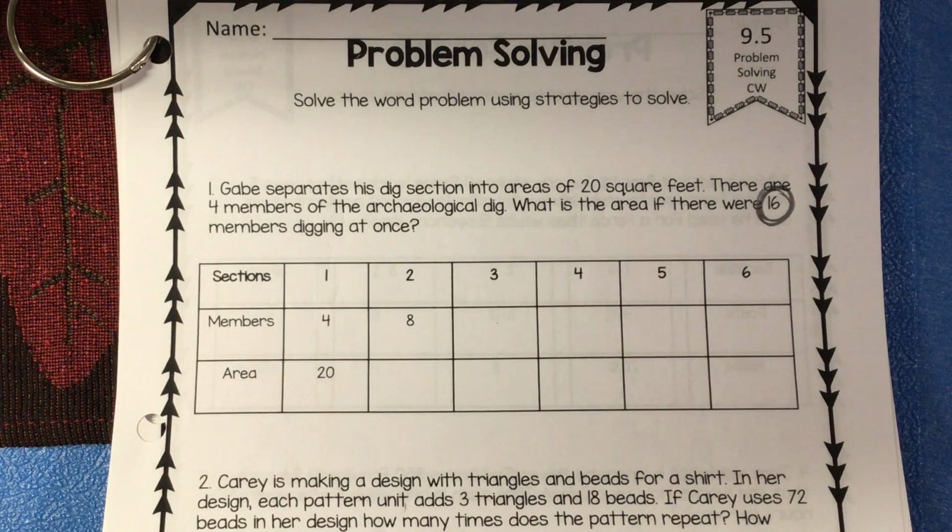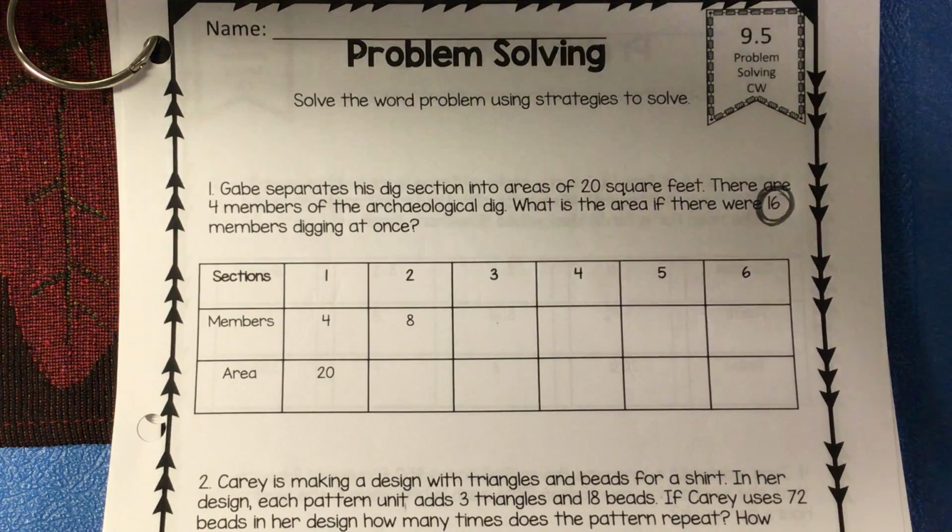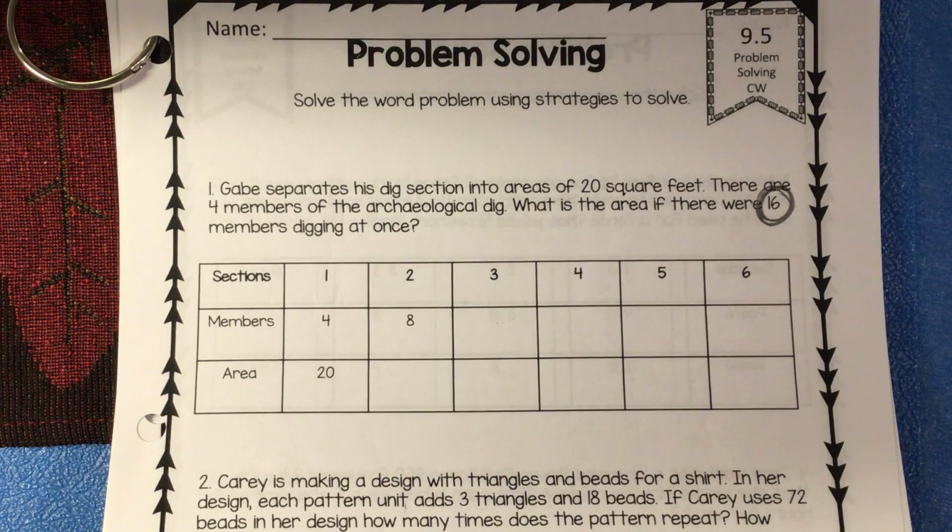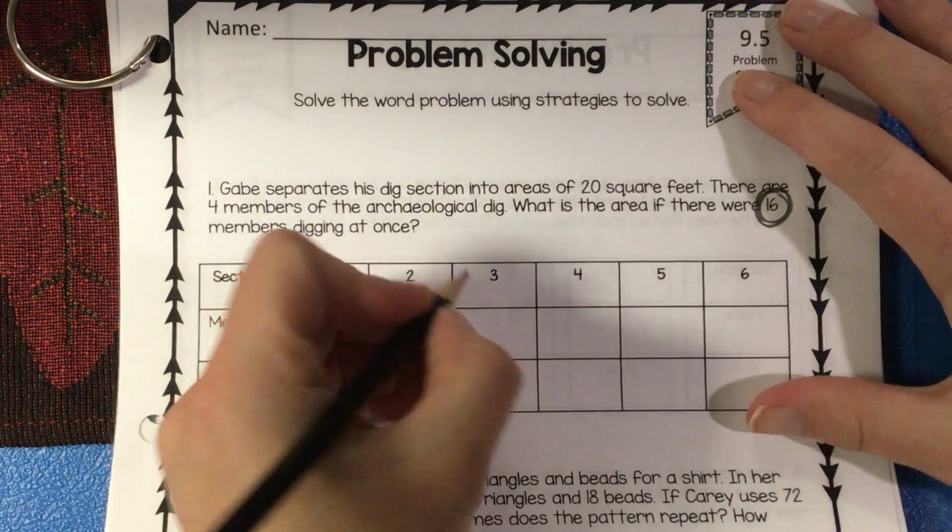So let's get rolling. Do you see a pattern for the number of sections to members? Brooke, what do you see? They're going by 4s. Yeah, so for every section, they need 4 people. So if there's 2 sections, then there's 8 people. If there's 3 sections, how many people then? 12. Fill that in.